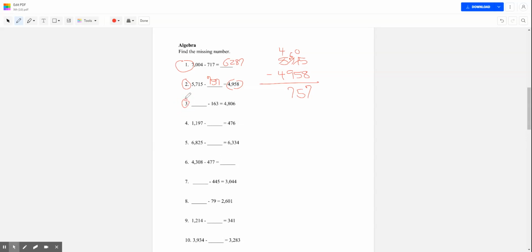Okay, number 3. To get this blank number, we're going to have to add 163 to both sides. So that's 4,806 plus 163, 4,969. So the blank is 4,969.